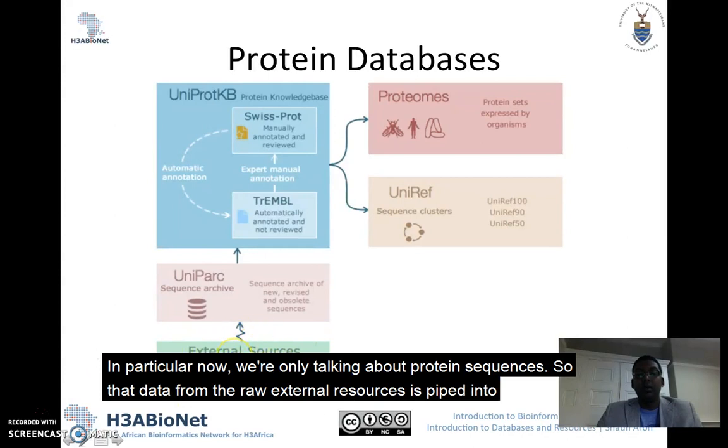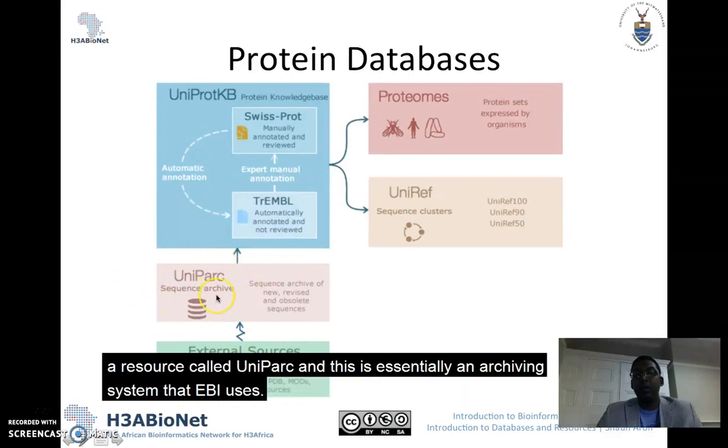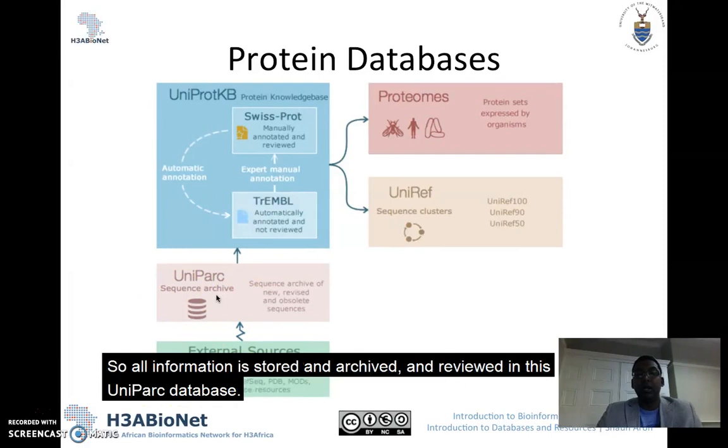So the data from the raw external resources is piped into a resource called UniParc. And this is essentially just an archiving system that EBI uses. So all information is stored and archived and reviewed in this UniParc database.